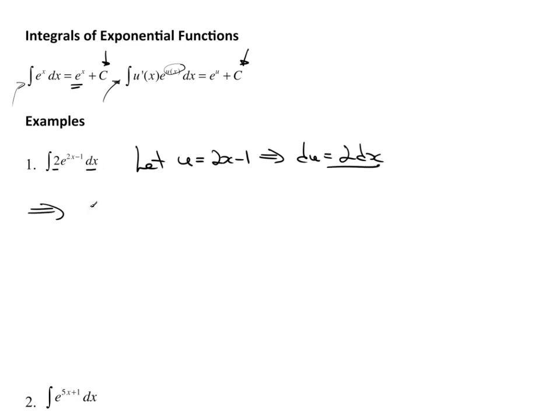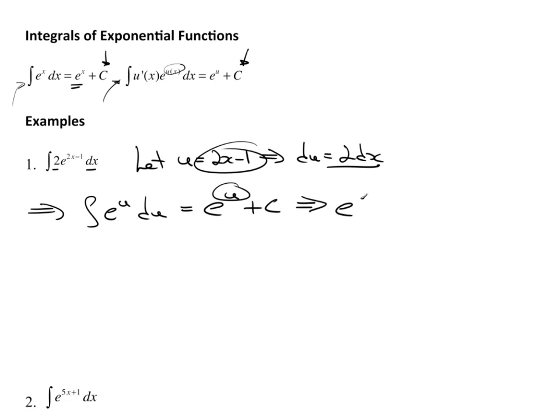So this gives me the integral of e to the u du, which is e to the u plus C. But u, we said, was 2x minus 1, so the solution is e to the 2x minus 1 plus that constant of integration. Now notice if I take this derivative, I will get the 2 out front that I started with, and the derivative of C, because it's a constant, is 0, so that's just going to go away.